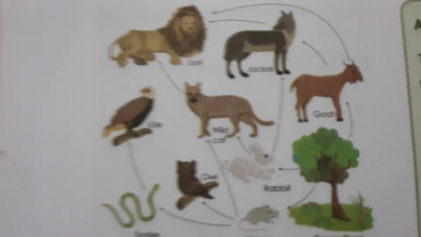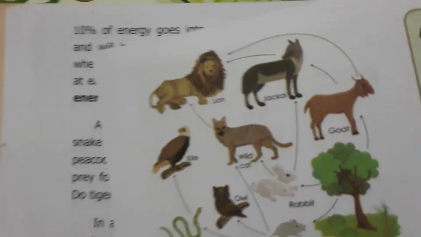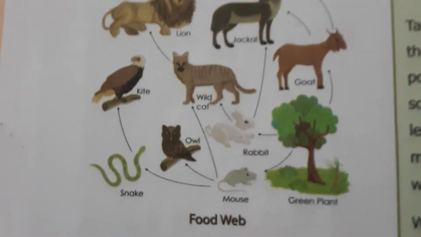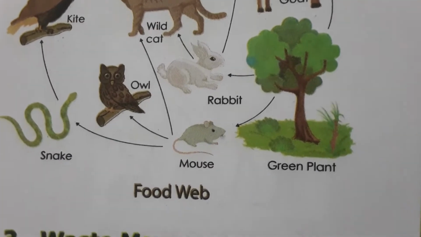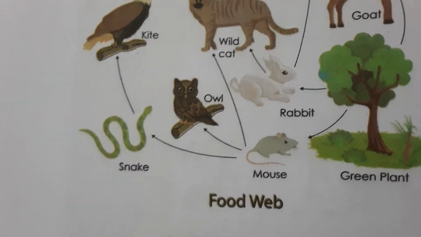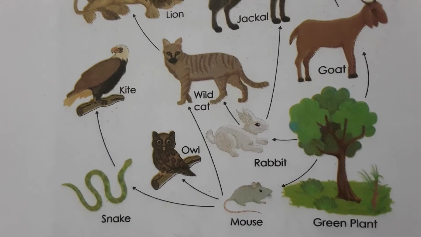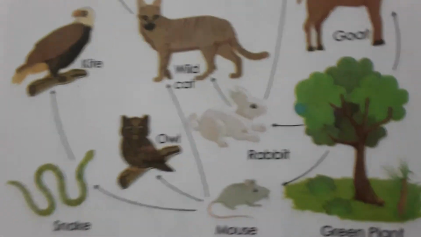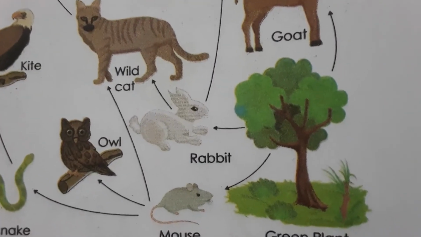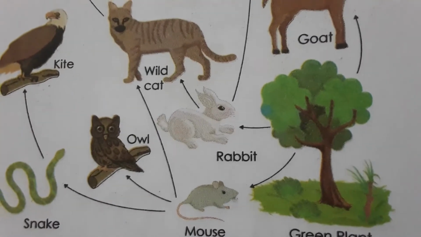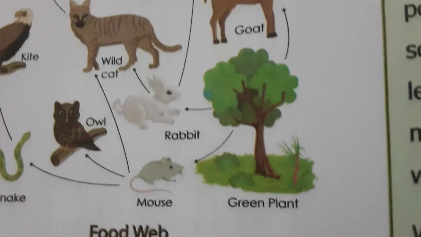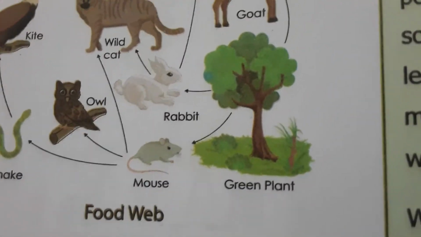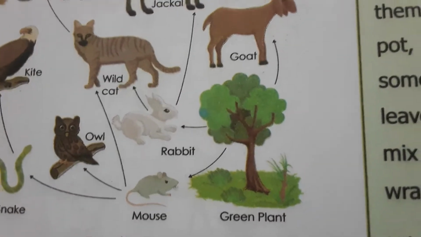And the next one is food web. See, a food chain is simple and linear, whereas a food web is complicated and interlocked. For example, the plant produces the food, the plant is eaten up by the mouse, the mouse is eaten up by the owl or snake, and finally the owl. Whereas at the same time, the plants are eaten up by the rabbit, the rabbit is eaten up by the wolf, the wolf is eaten up by the lion. Like that, a number of food chains are found, but they are interlocked.